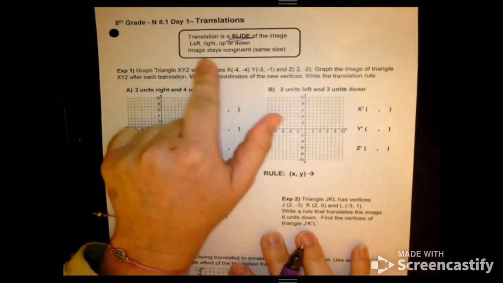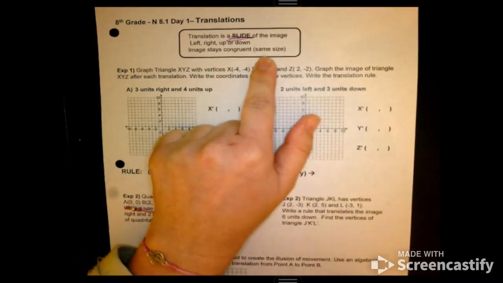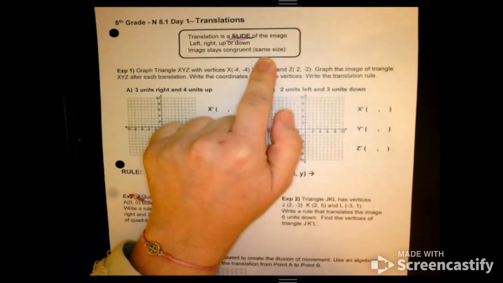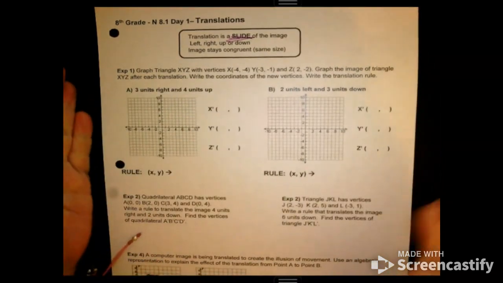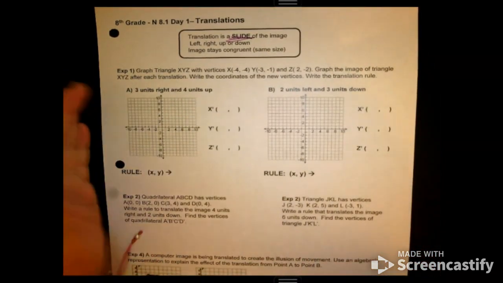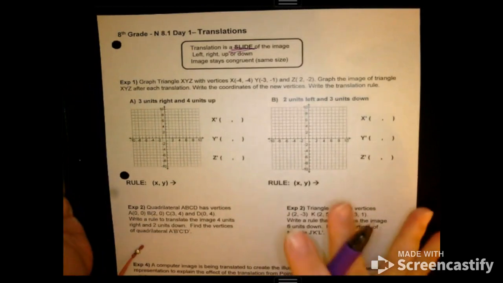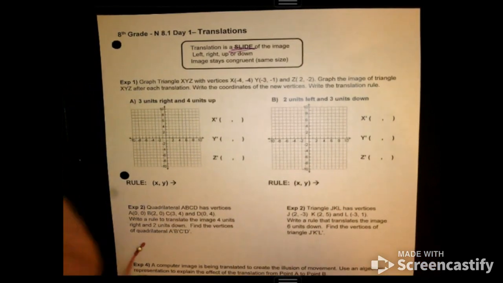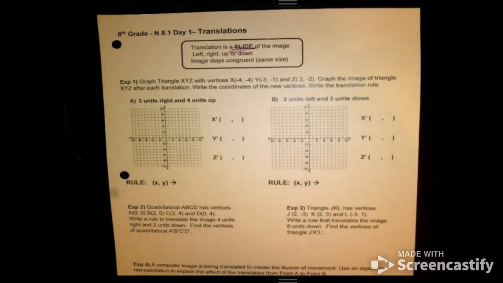So translation is a slide. A slide of an image, left, right, up, or down. The image stays congruent, so it's not going to get bigger. Now, what word tells me if an image gets bigger? Dilate. All right, but we're not doing that today. All we're doing is learning how to translate.